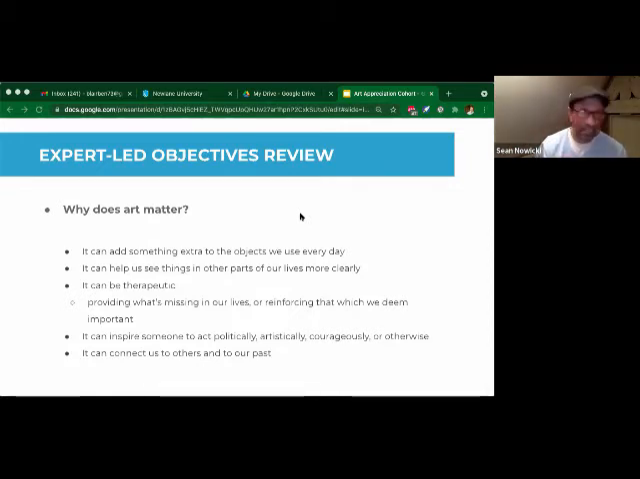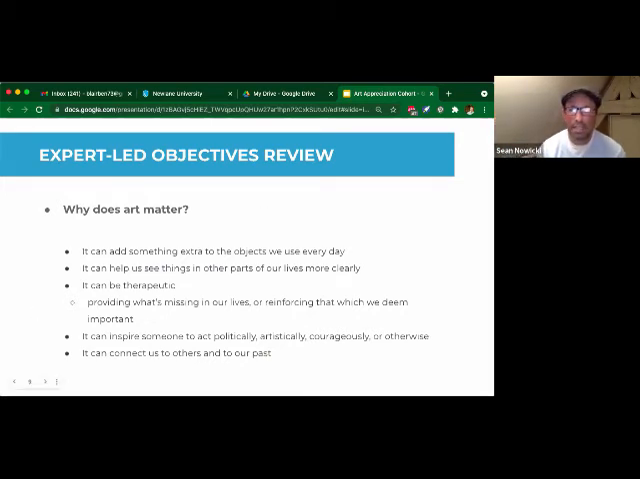So these are all of the reasons. Some of them, again, are from your supporting materials from the objective. Some I just kind of added or reworded. So it can add something extra to the objects we use every day. Oh, and I also have slides for each of these. So I'm just going to go through them real quick, and then we'll break them down.